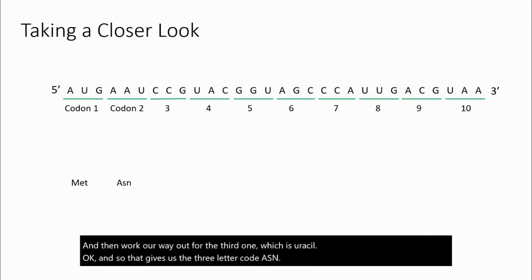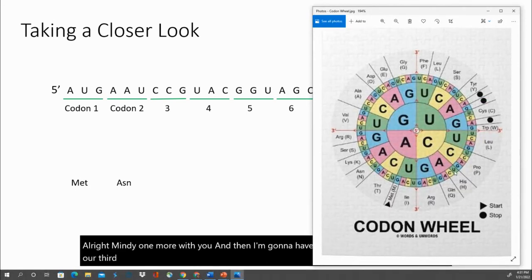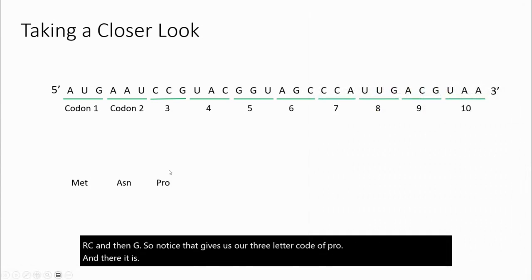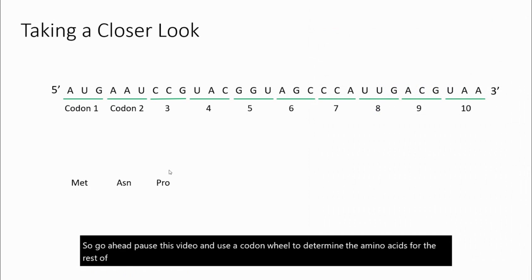All right, I'm going to do one more with you, and then I'm going to have you do the rest on your own. So our third codon is CCG. Again, always start in the middle. So here's our C, and then G. Notice that gives us our 3-letter code of PRO. And there it is. So go ahead, pause this video, and use a codon wheel to determine the amino acids for the rest of them.